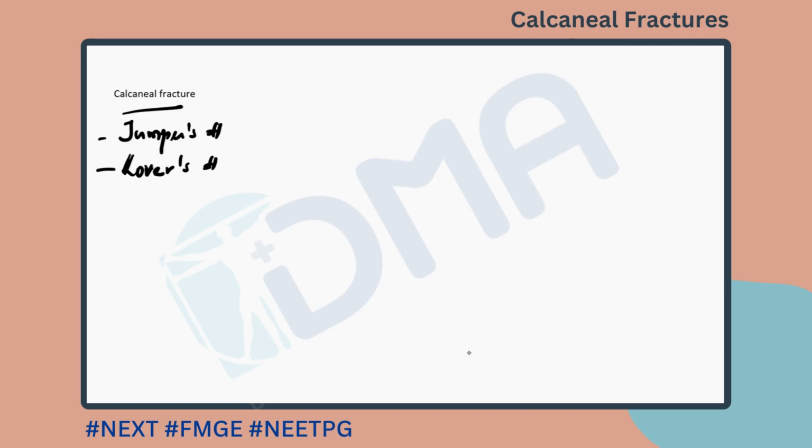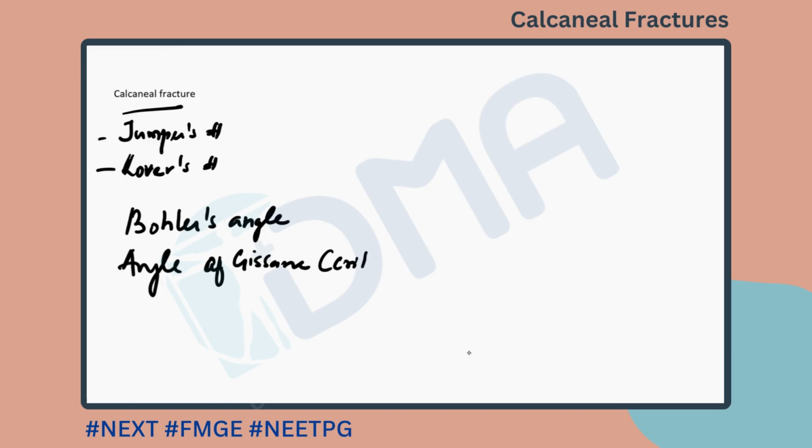Whenever a calcaneal fracture happens, you have to look into two important angles. One is called Bohler's angle. Another one is called the angle of Gissane, or critical angle. Normally, Bohler's angle is 20 to 40 degrees. Gissane angle is 125 to 140 degrees. Okay, we'll see what Bohler's angle is and what Gissane's angle is.